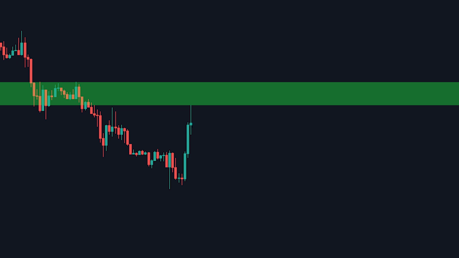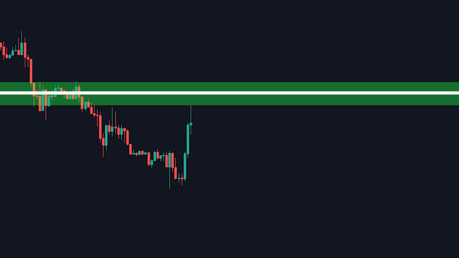Now, how I personally like playing these types of plays is I like to wait for price to get to the halfway mark of the zone before entering. So right around here. This will make your risk to reward a lot better. So the halfway mark is right here. As you can see, price did not reach this point, so we didn't enter yet.